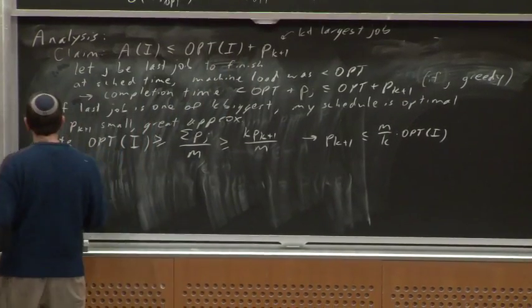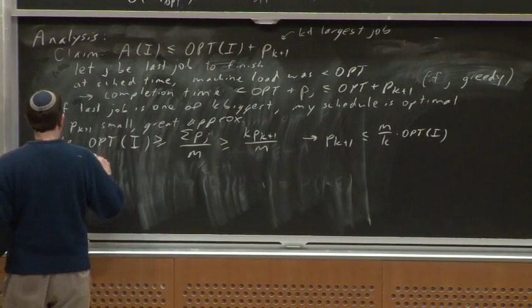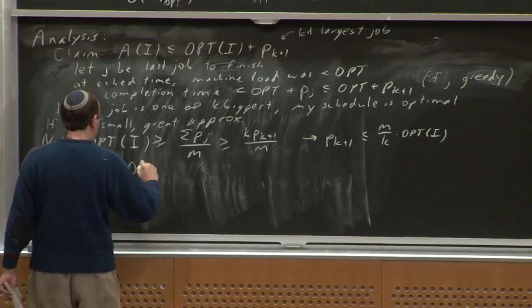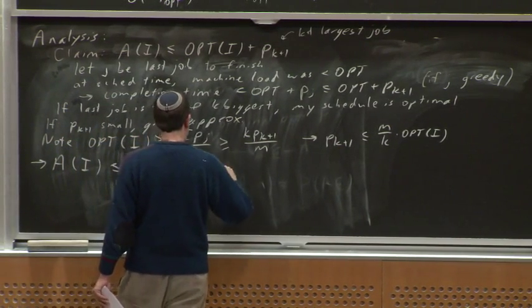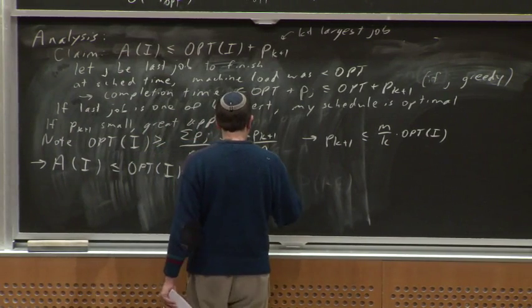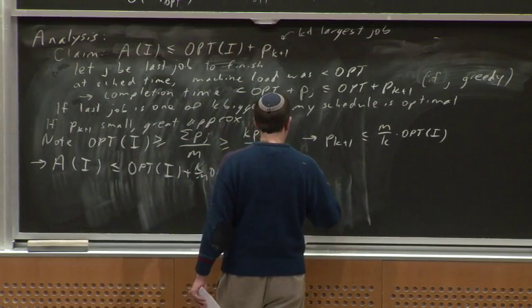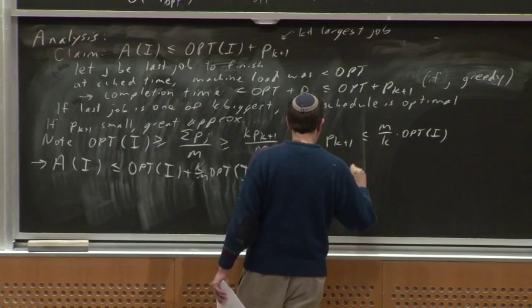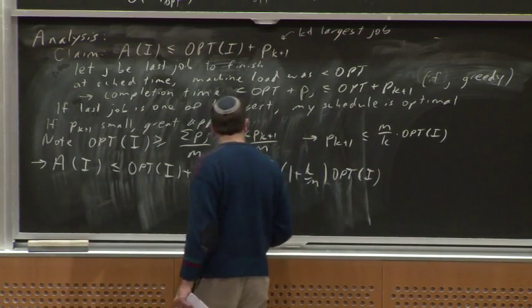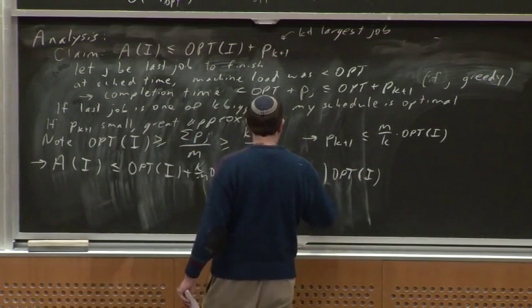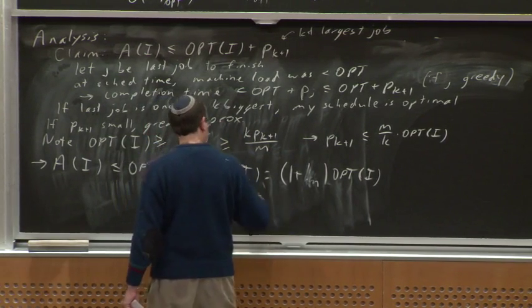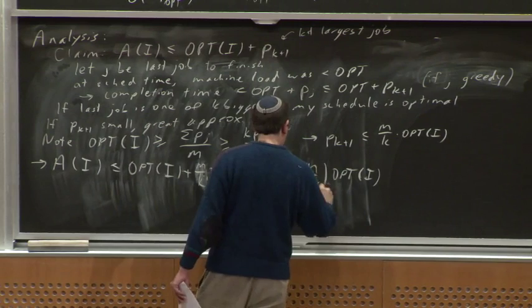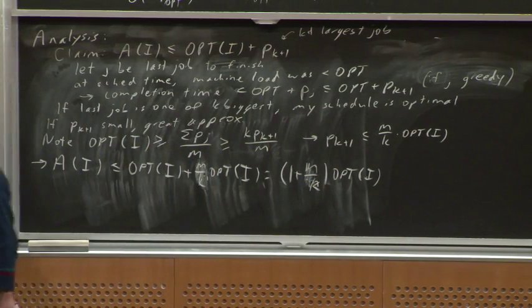So now I can conclude that my algorithm achieves a value of opt of I plus k over m times opt of I, namely 1 plus m over k times opt of I. Oh, sorry, m over k. So now I have an approximation bound for my algorithm.